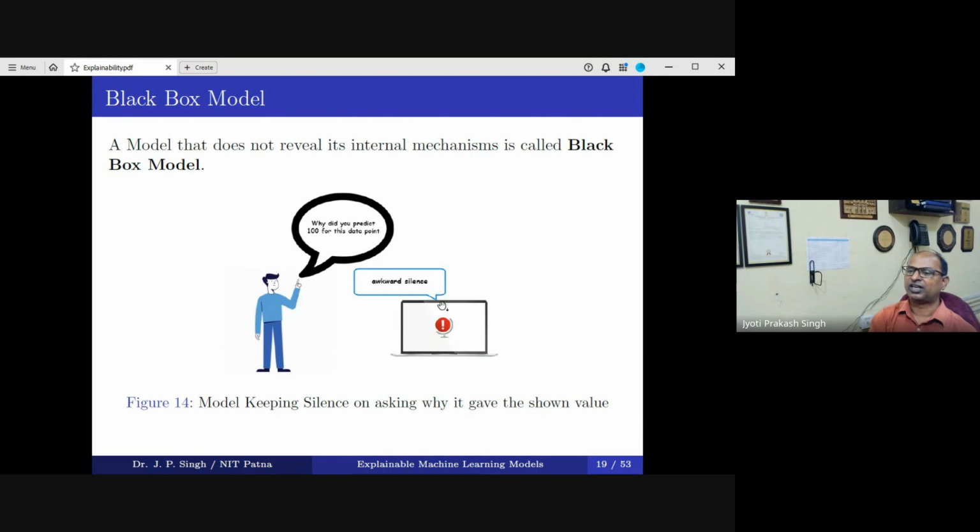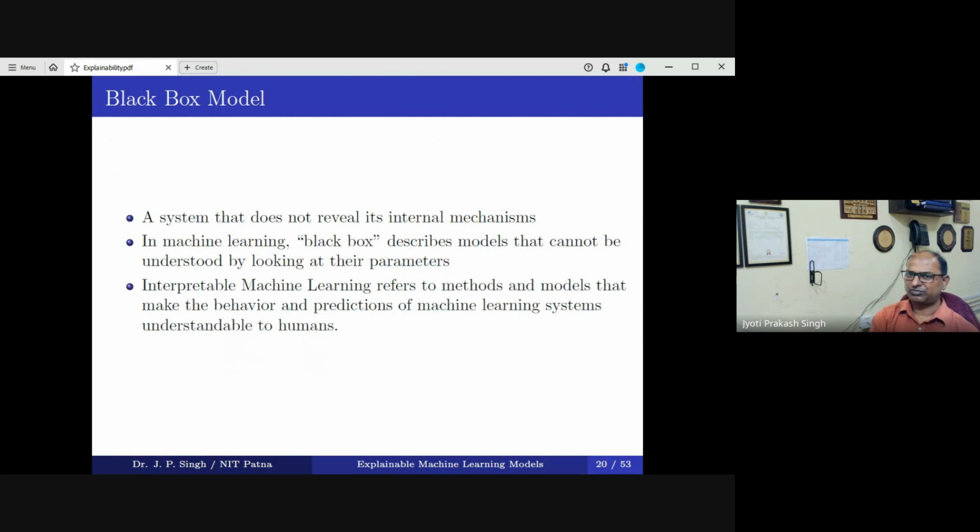Say, if this model is a black box model, and I ask, why did you predict 100 for this data point? The model will not answer anything. The model keeps silent when asked why it gave the value shown here. In general, a black box model is a system that doesn't reveal its internal mechanism. In machine learning terms, it cannot be understood by looking at the parameters.